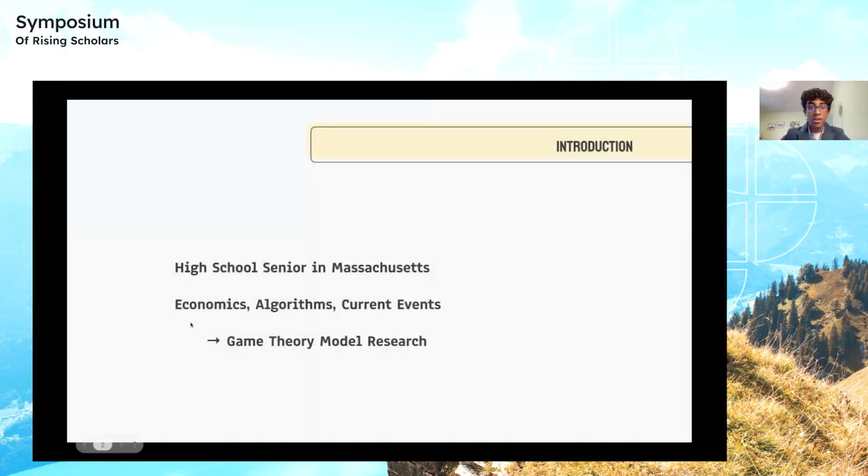I'm a high school senior in Massachusetts, and some of the things I'm really interested in are economics, algorithms, current events, and things like that. So for me, it was a pretty easy idea to do game theory model research.